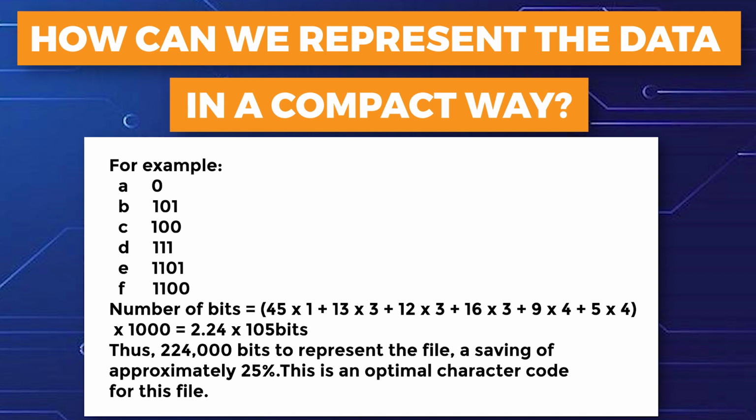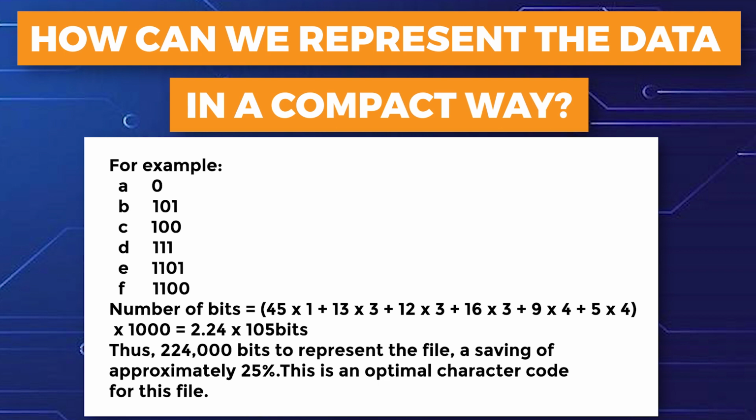Next is E, the frequency is 9. But what is the bit length? The bit length is 4. That's why we take 9 multiplied by 4. And the last one is F. The frequency of F is 5. And how much bit length is required? That is 4. That's why we take 5 into 4.